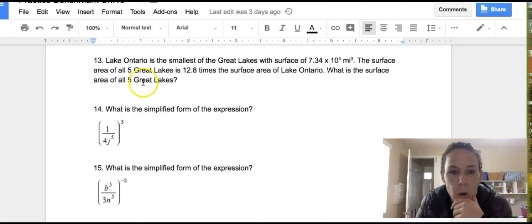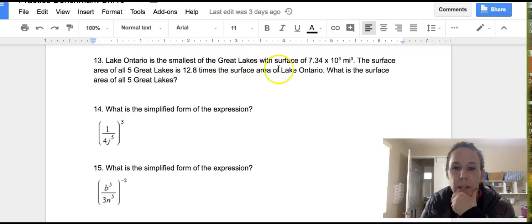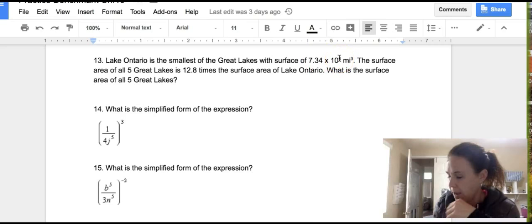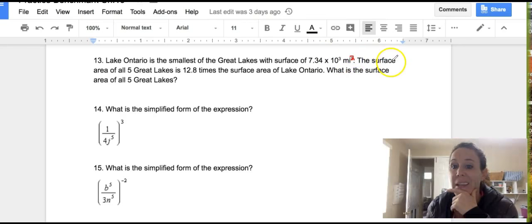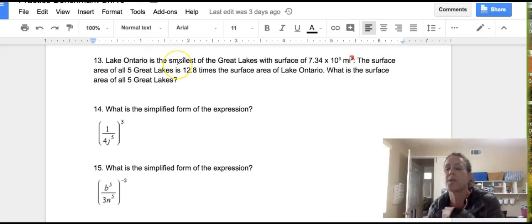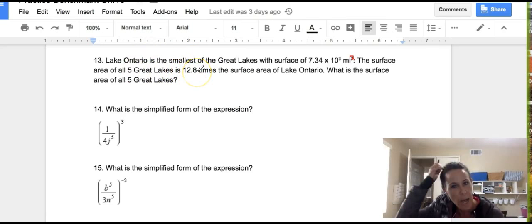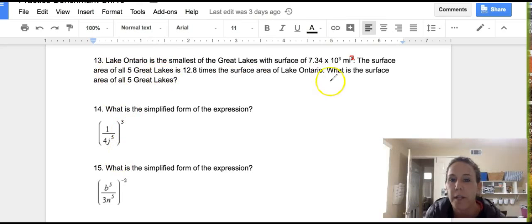Okay, so Lake Ontario is the smallest of the Great Lakes with the surface area of 7.34 times 10 cubed miles. This should be a little boo-boo here. This should be miles squared because we're dealing with area, not volume. All right. So with surface area of 7.34 times 10 cubed miles squared, the surface area of all 5 Great Lakes is 12.8 times the surface area of just Lake Ontario. What's the surface area of all 5 Great Lakes?